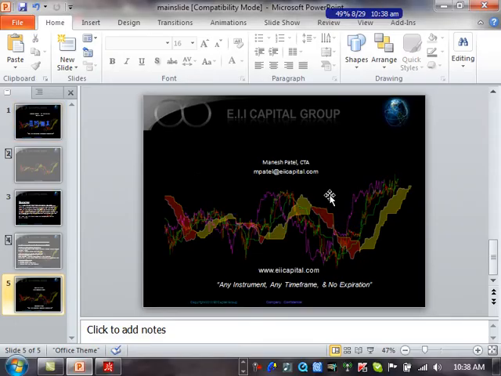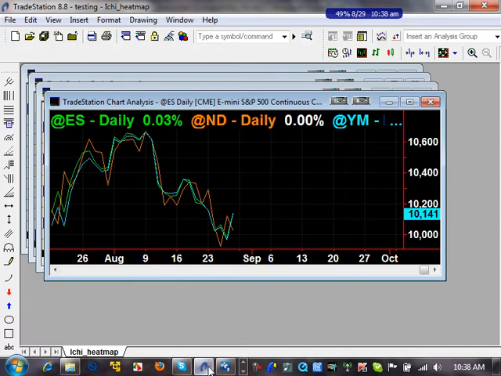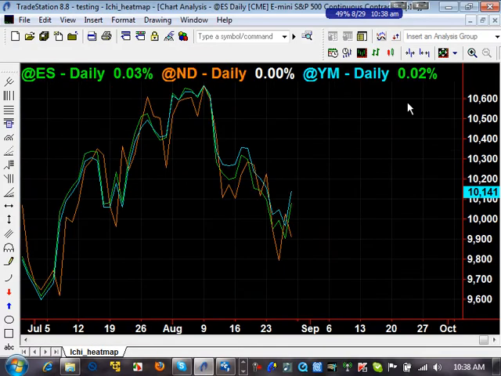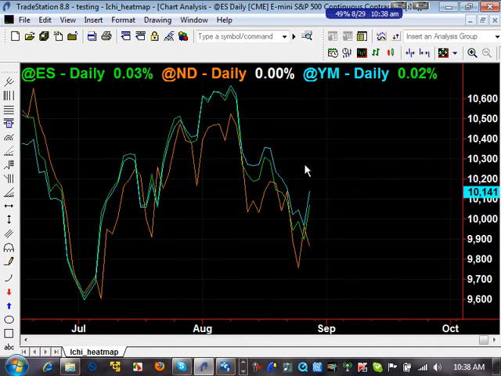Okay, so let's begin. We're going to do something a little different than we normally do. Before we go to the charts, we're going to look at this chart right here. This is a percentage-based chart of the futures for the ES, the NASDAQ, and the Dow futures, okay? I just want to show this to you.